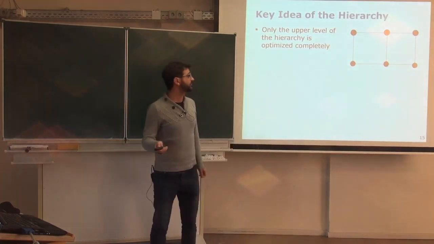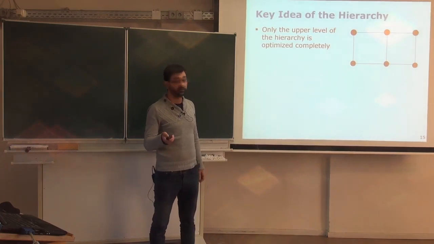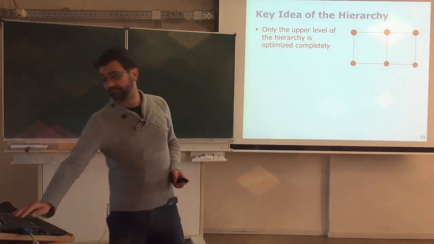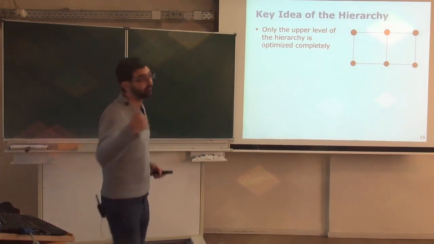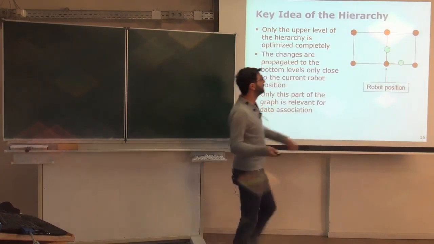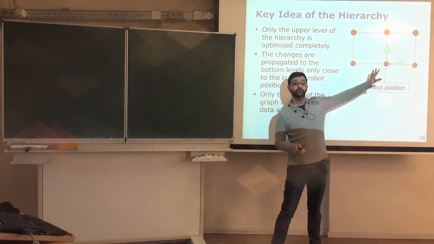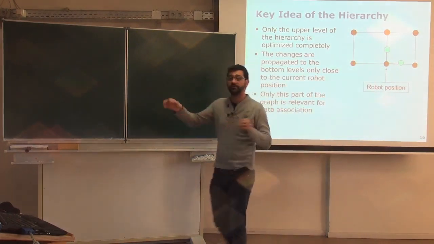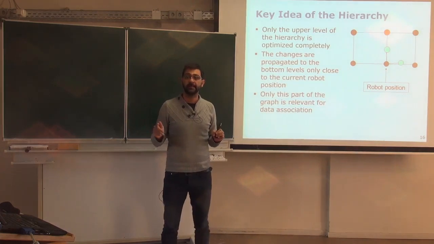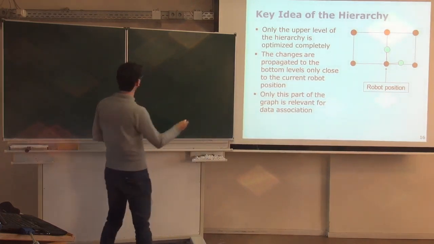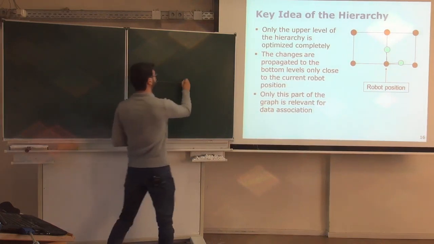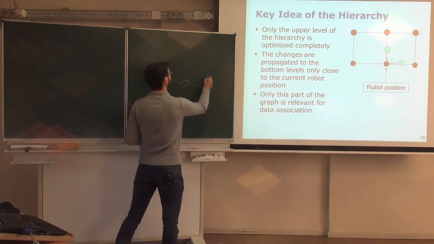The only difference is when we get to the lower level, instead of re-optimizing it, as we should do, we just apply this transformation. So we store how far these things are, and then we apply them. So let's go with a very simple example. Okay.